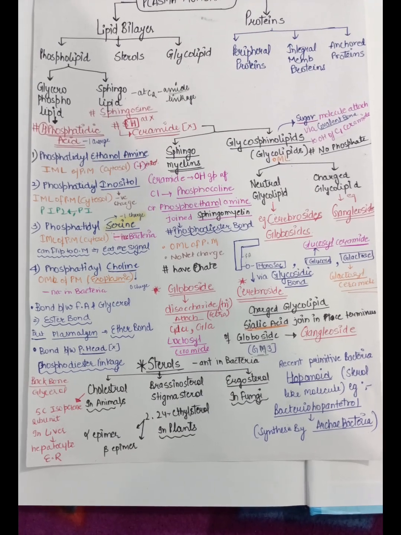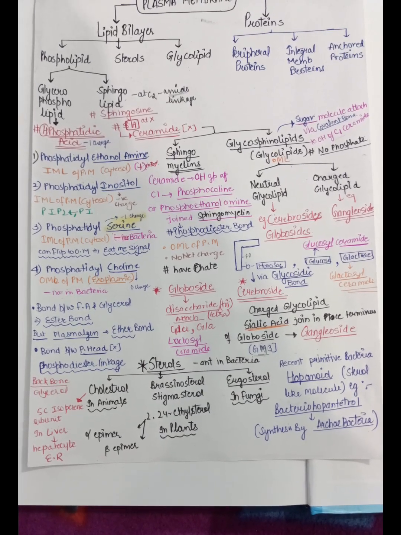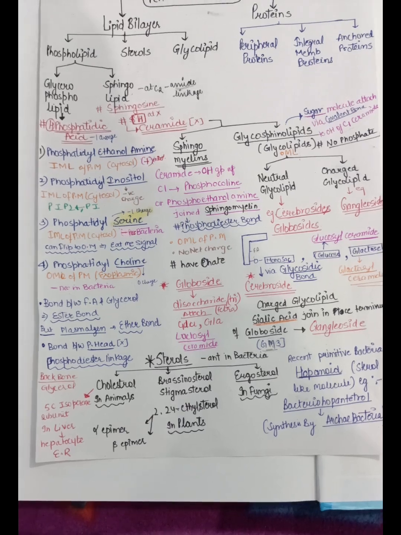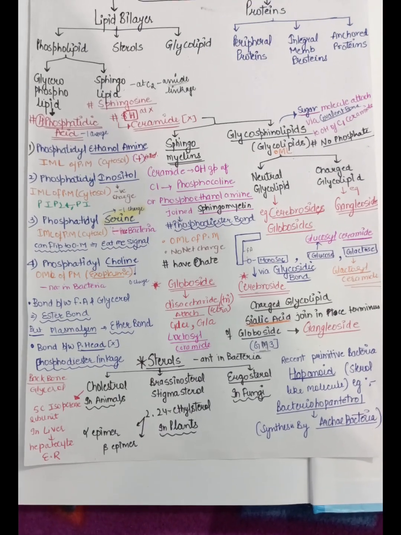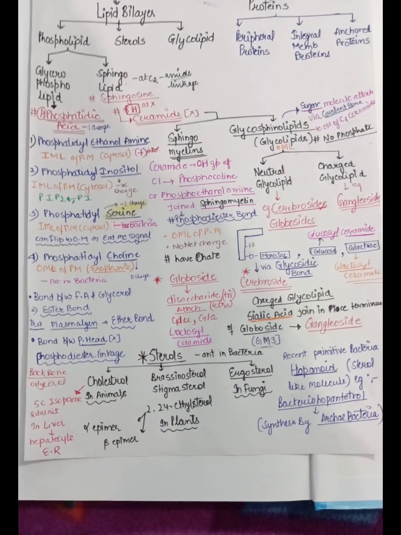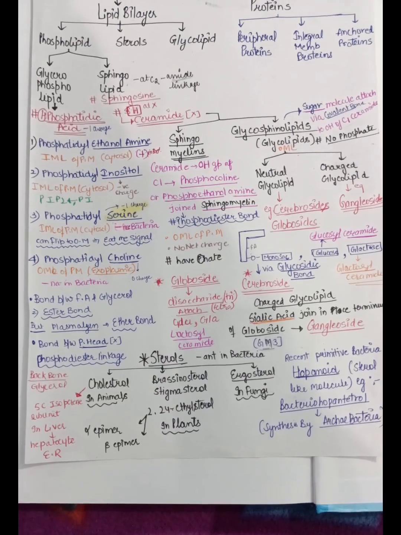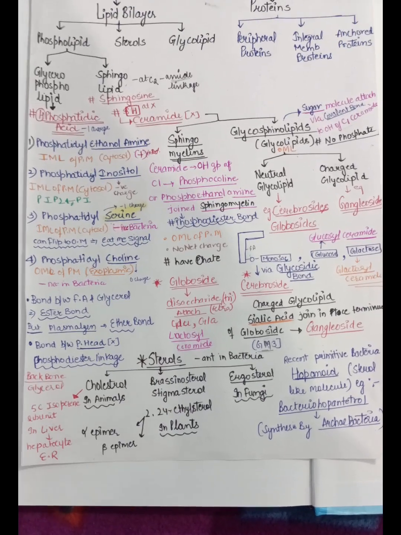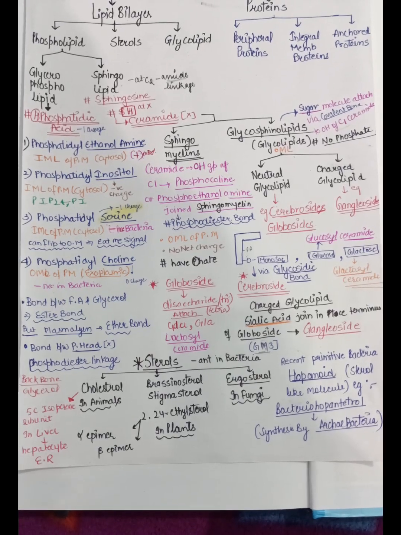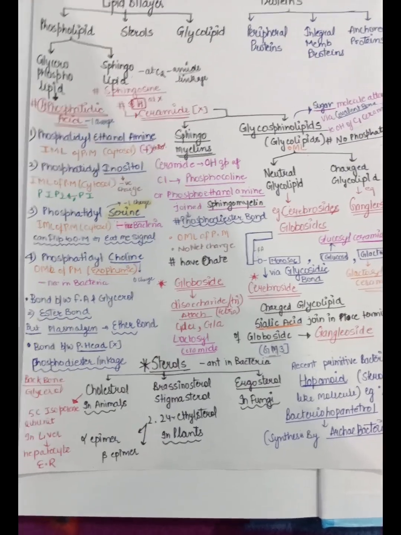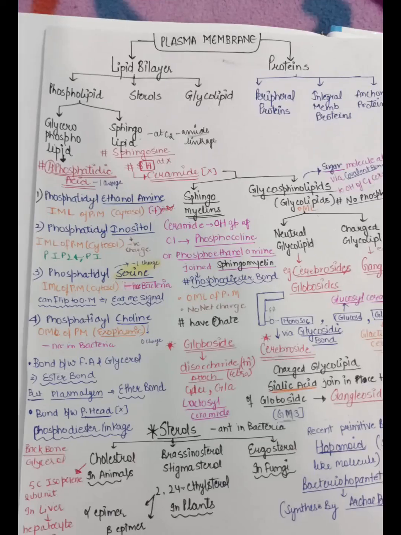At carbon 1 and carbon 2 we attach a fatty acid chain, and at carbon 3 we attach a phosphate group. It becomes glycerophospholipid, and with that third carbon phosphate we attach a hydrogen atom. It becomes phosphatidic acid. Phosphatidic acid is the simplest glycerophospholipid, and it has a negative one charge.